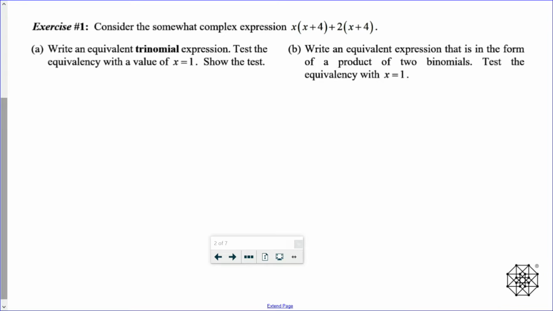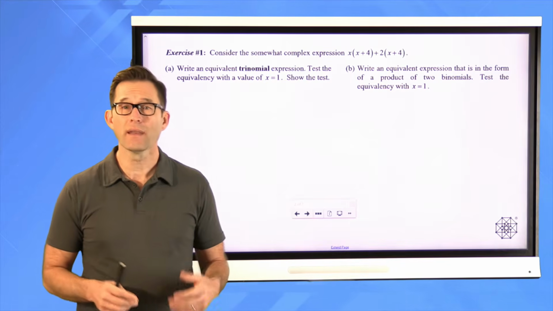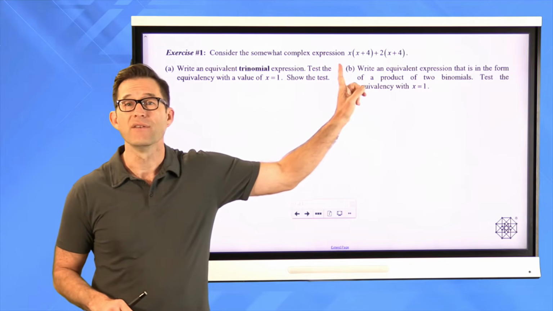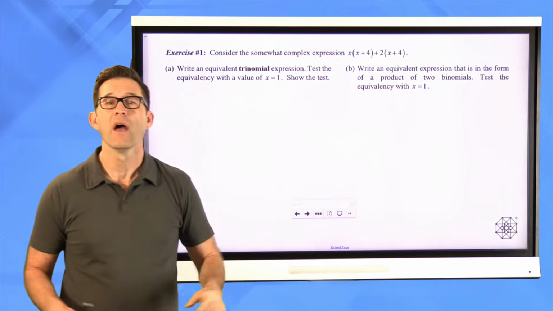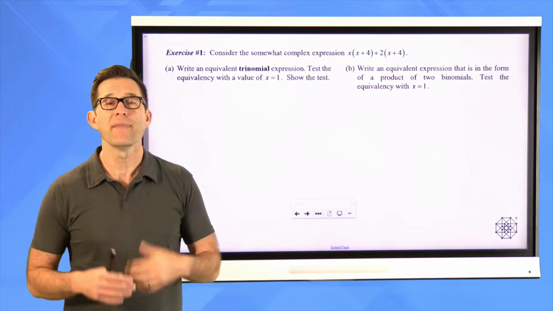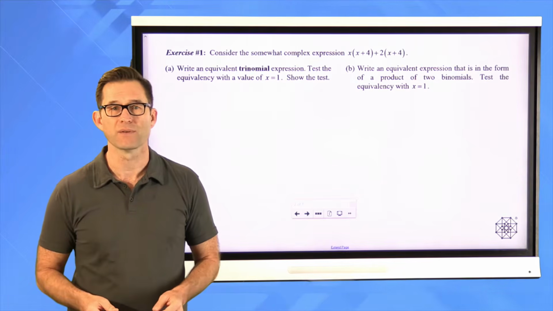Consider the somewhat complex expression x times the quantity x plus 4 plus 2 times the quantity x plus 4. Letter A, write an equivalent trinomial expression, test the equivalency with a value of x equals 1, show the test. A trinomial, remember, is something that has 3 terms. So pause the video and distribute that x through that x plus 4, distribute that 2 through the x plus 4, combine like terms, get a final trinomial, and then maybe we'll go through the equivalency test together. Pause the video now and go ahead and do that algebraic manipulation.